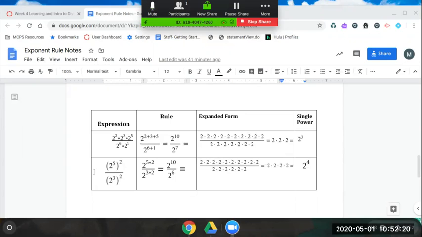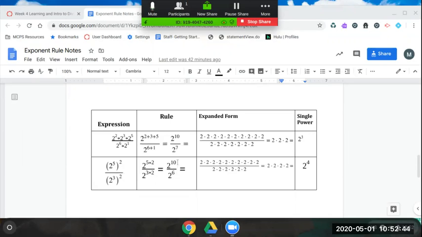In our last expression here, we have the power to power rule in the numerator and in the denominator. So the power to power rule says you have the powers next to each other, you multiply. So we have 2 to the 5 times 2, and of course 5 times 2 is 10. And then we have 2 to the 3 times 2 in the denominator, and 3 times 2 is 6.